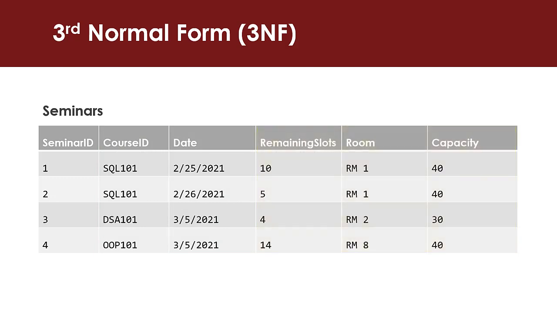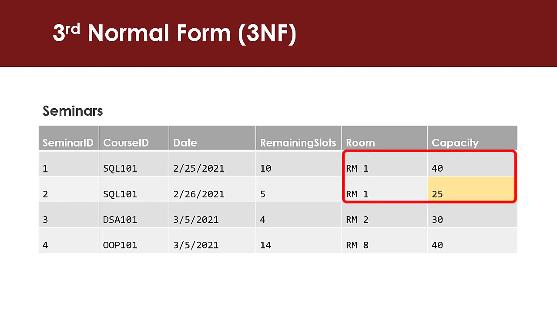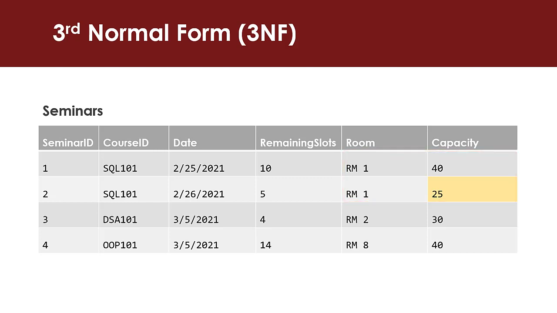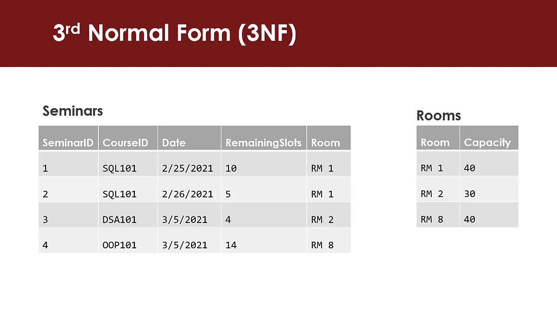Now, one of these fields violates the rule in third normal form. If you take a look at the capacity field, this field is entirely dependent on another non-key field, which is the room field. This leads to a potential data inconsistency again. If I change this capacity to a different value, then which one is correct? To avoid this kind of potential problem, create another table, say rooms, that only holds information pertaining to rooms. Then, simply reference it in the seminars table.